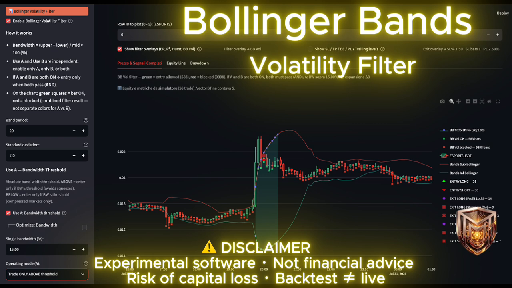As always, experimental software, not financial advice, capital loss is a real risk. Backtest and live aren't the same thing.